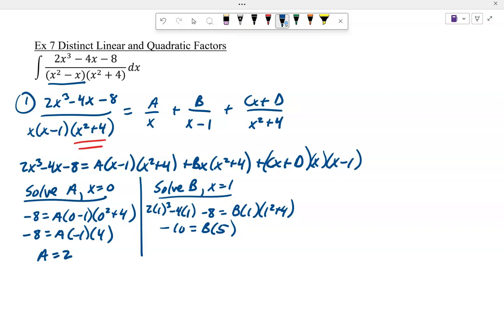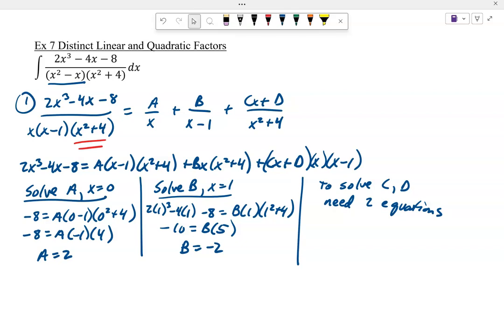So b ends up being negative 2. And now note I have c and d, right? And so to solve c and d, I'm going to need 2 equations because I have 2 unknowns, right? I'm going to do this with systems of equations.